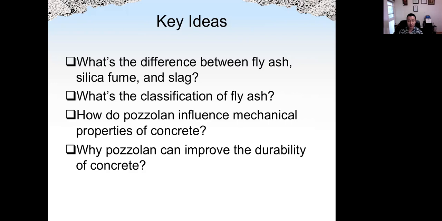Okay. And why can pozzolans improve the durability of concrete? This is because of pozzolanic reaction. It transfers calcium hydroxide into CSH, making the concrete less permeable, with less porosity, and also higher strength. Okay.